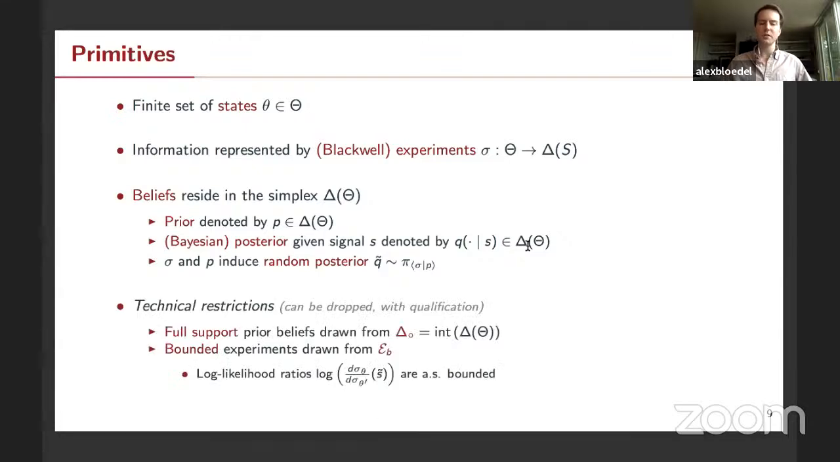Now, for technical reasons in the paper, we impose some additional technical conditions. I want to gloss over these for the most part, but there are two pieces of notation here that are going to show up. First, we restrict to prior beliefs that have full support, and the simplex of full support priors is denoted by delta naught. And second, we restrict to experiments that are bounded in the sense that they induce log likelihood ratios that are almost surely bounded. And the space of bounded experiments is denoted by this script E sub B.